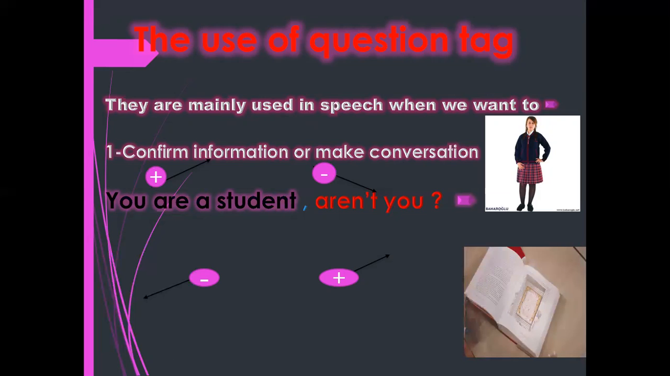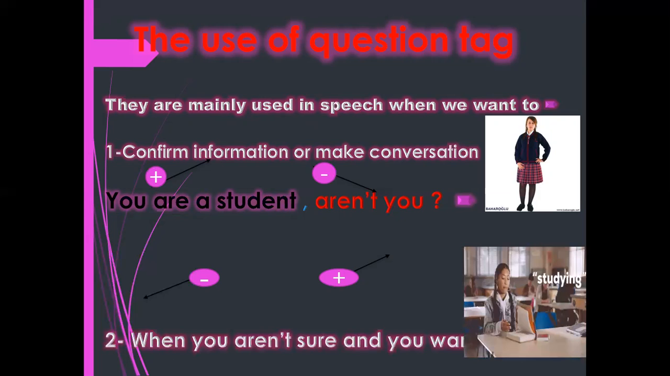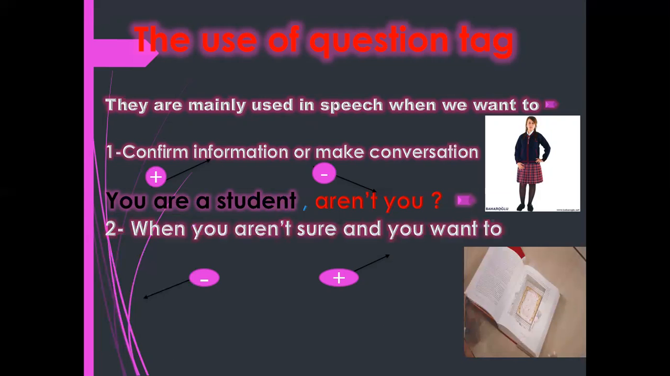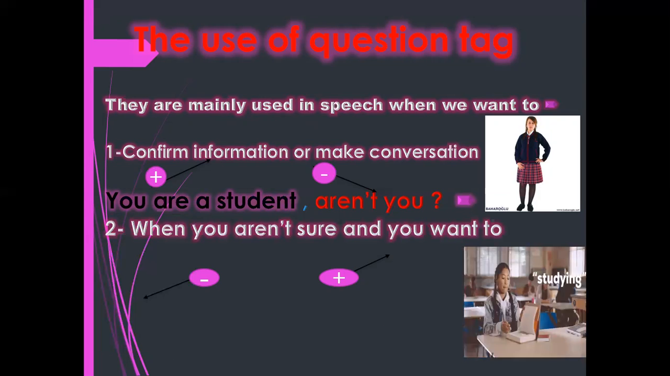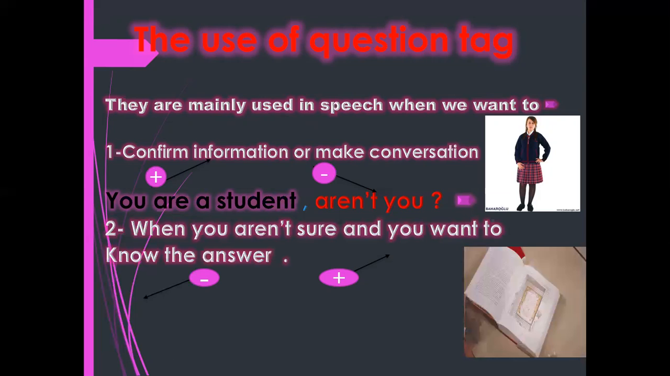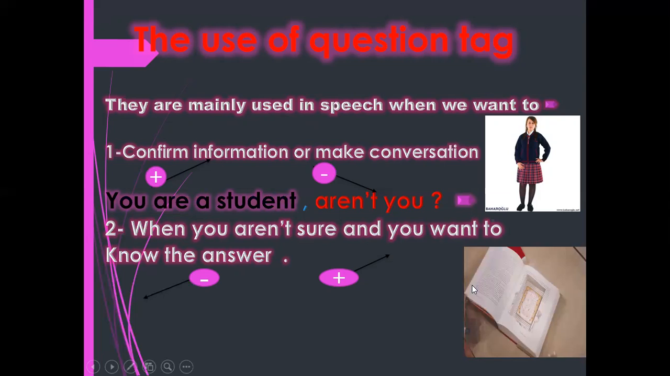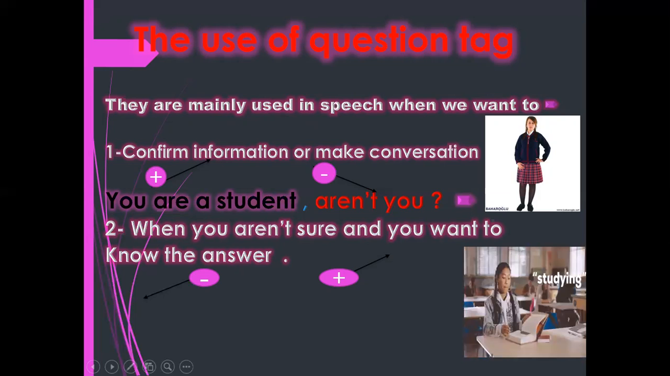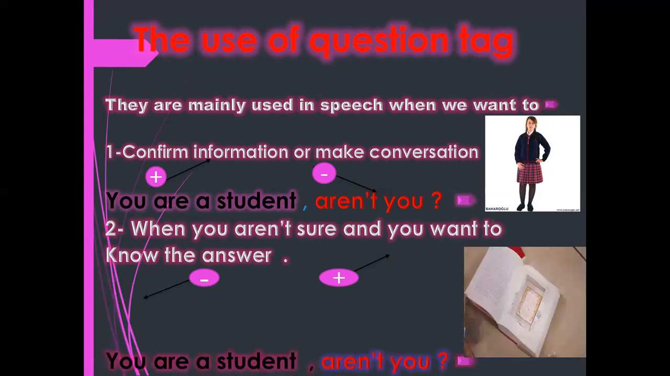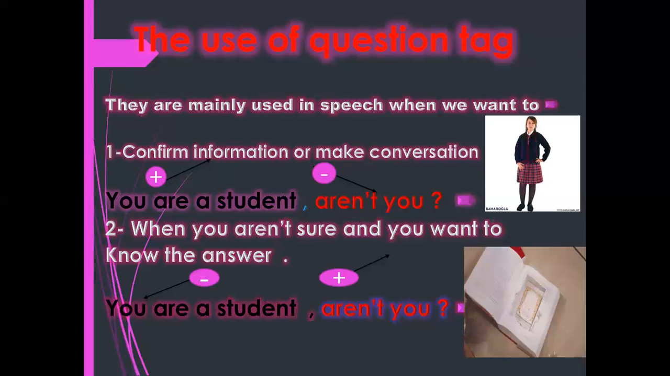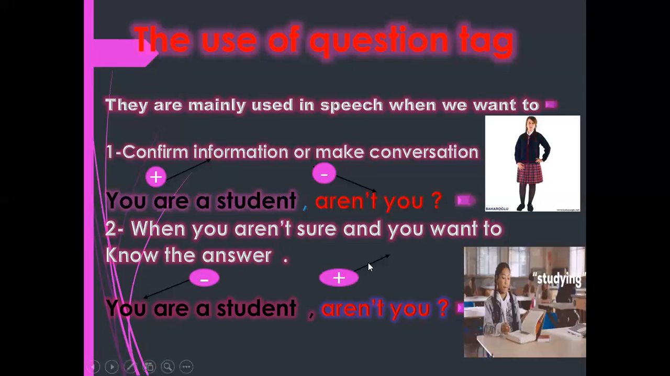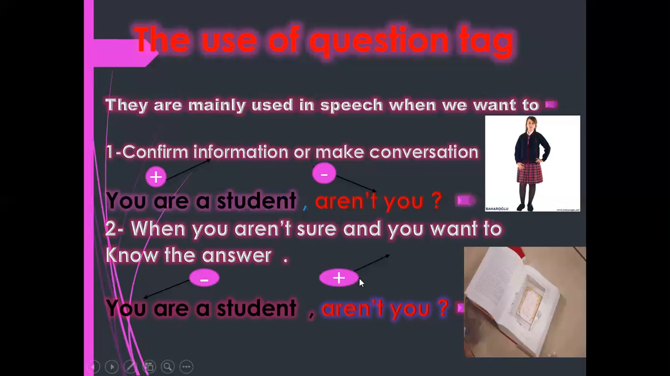Number two, we use the question tag when you aren't sure and you want to know the answer. Look at the girl in the second picture. She isn't wearing a uniform. Is she a student or not? So when you say, you are a student, aren't you? The intonation of your voice here goes up. نبرة صوتك في السؤال كانت عالية.